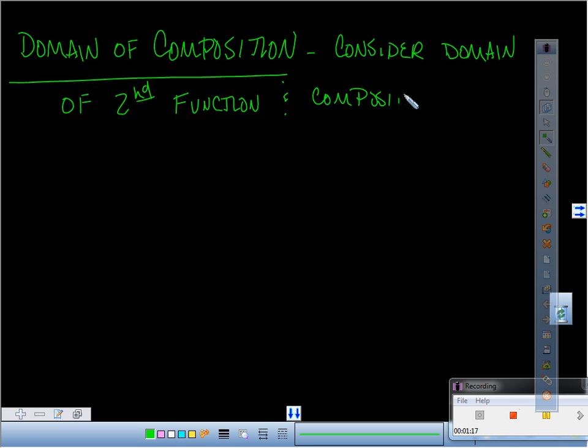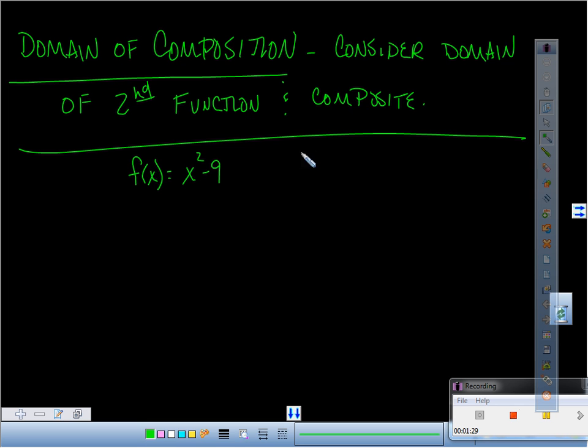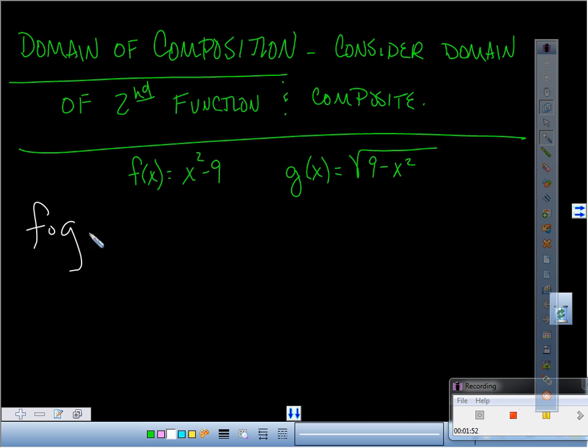So we did one yesterday, and I want to do two more today. Okay? So here's the first one. I'm going to tell you that f of x is equal to x squared minus 9, and g of x is equal to the square root of 9 minus x squared. All right, so I want you to find f composite g. I'll give you about a minute and a half.